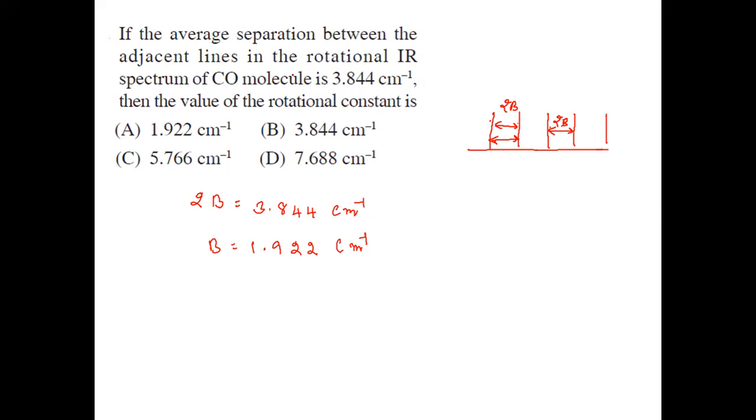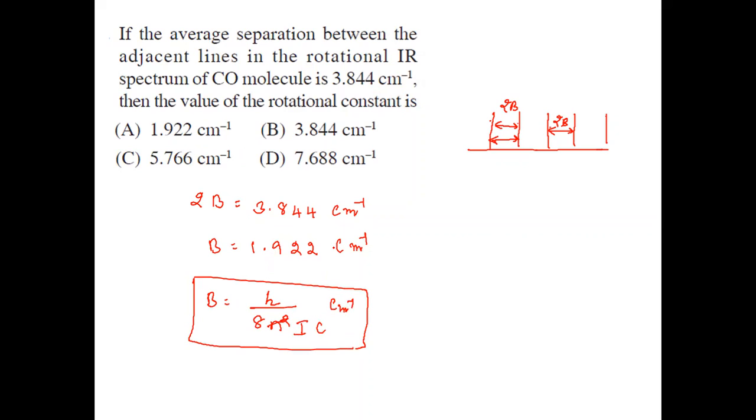So the average separation between the adjacent lines can be made equal to 2B. The separation is given as 3.844 per centimeter, which is equal to 2B. So the rotational constant B is that divided by 2. When B is in per centimeter, the formula is B equals h by 8 pi square I c. This formula is not required here, as we will directly get the value of B.